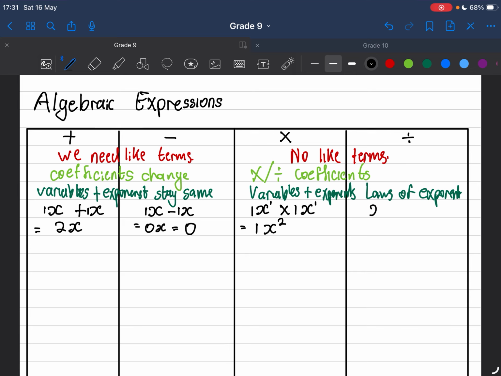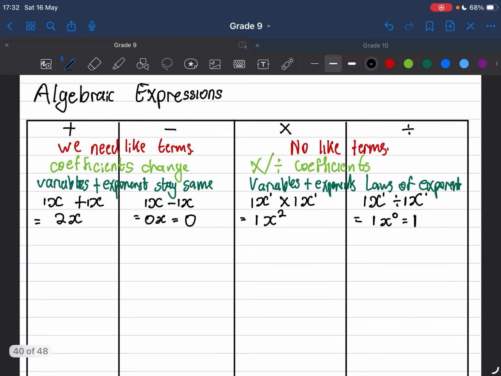With division, you say x divided by x. Now, we don't care about like terms, so with division, we divide our coefficients. 1 divided by 1 is 1. x to the power 1 divided by x to the power 1. When you have that situation, you subtract your exponents. So 1 minus 1, you get x to the power 0. And anything to the power 0 is just 1. So your final answer in this case is just 1. Essentially, your x's have cancelled off and they are gone.